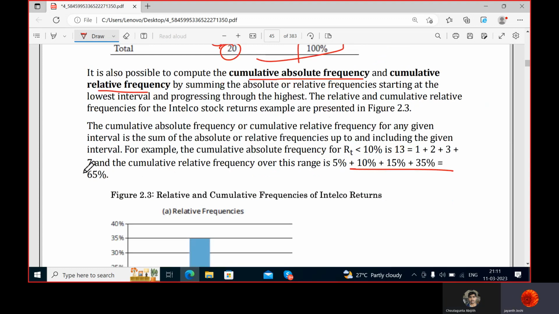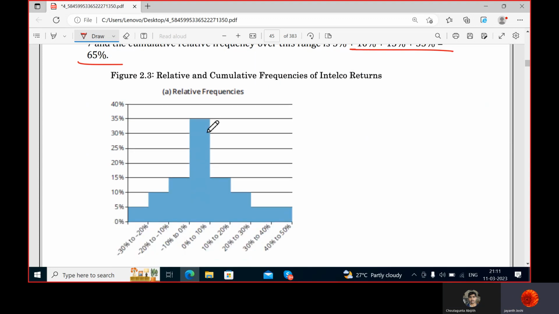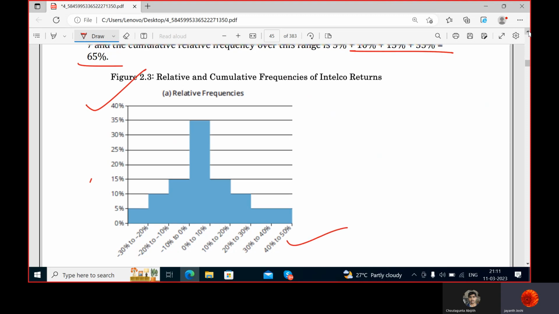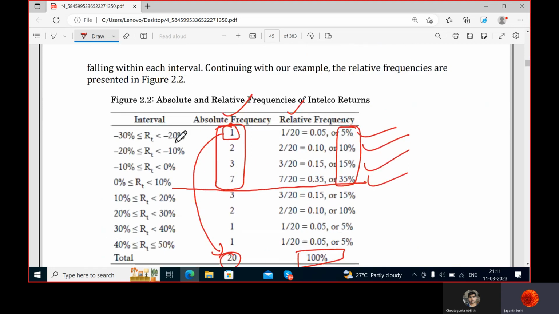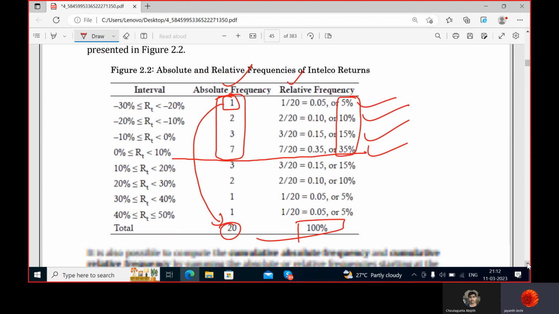And what you can do is you can make a graph of that. So this is relative frequencies, and we'll see the percentages. Already we are speaking about the intervals here and the frequencies here. The interval minus 30 to minus 20, what is the frequency? 5%. That means 5% of the data lies in this interval, correct? 10% of the data lies in this interval, 15% of the data lies in this interval. These were numerical values, these are percentage values.